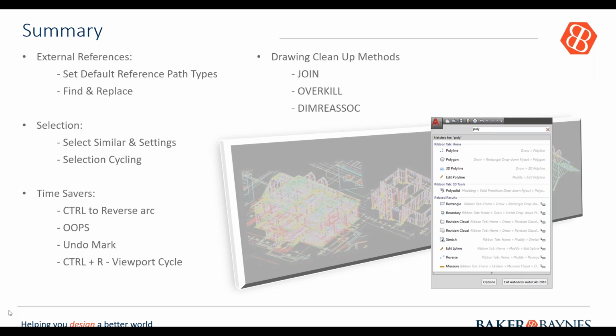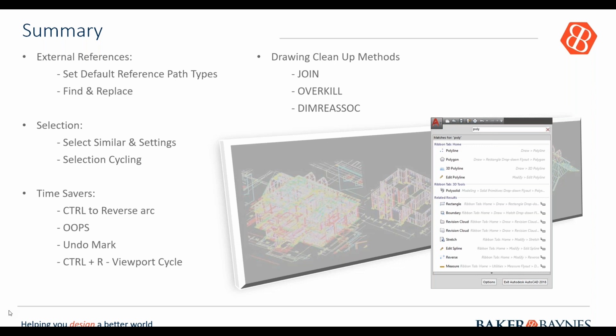We also did a selection cycle. If we hovered over a whole bunch of items and we're struggling to select something, if you press Control W, it's going to allow you to switch on selection cycling and help you cycle through that selection. Some time savers that we went through was we held on Control to reverse the arc when we were doing a drawing. We used the oops command to revert back to the last erased object, irrespective of how far we are in our project and what we've drawn so far.